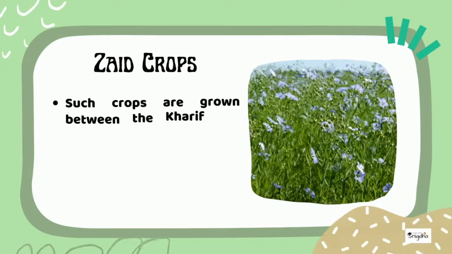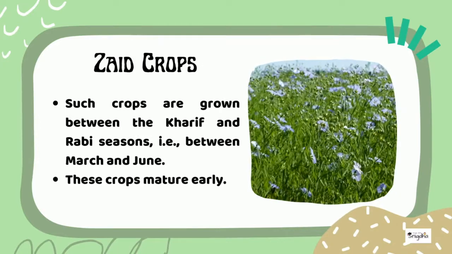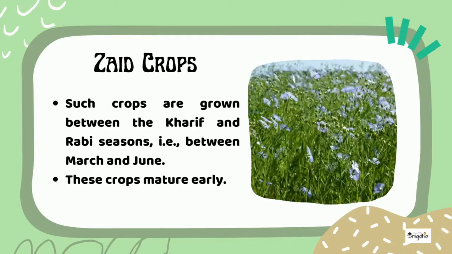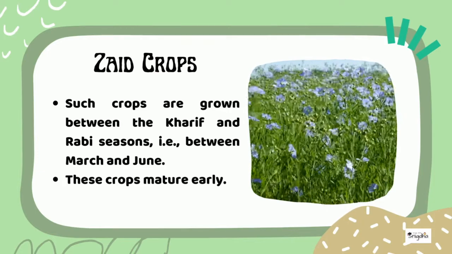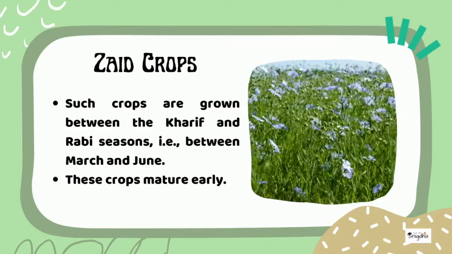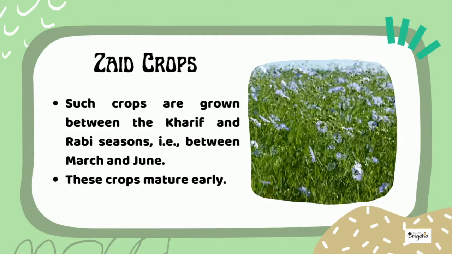Now let's see what are Zaid crops. Such crops are grown between the Kharif and Rabi seasons, that is between March and June. These crops mature early.